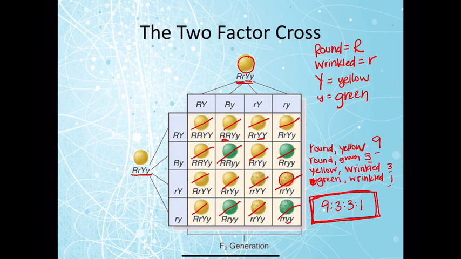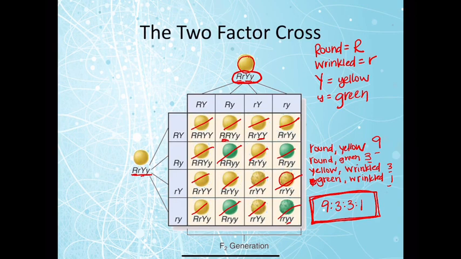Anytime that you have a 2-factor cross and both parents are heterozygous for both traits, that means they both have to be big R, little r, big Y, little y. Both parents have to be heterozygous for both traits. Then you will always get a 9 to 3 to 3 to 1 ratio. 9 plus 3 plus 3 plus 1 totals our 16 boxes that we have here.